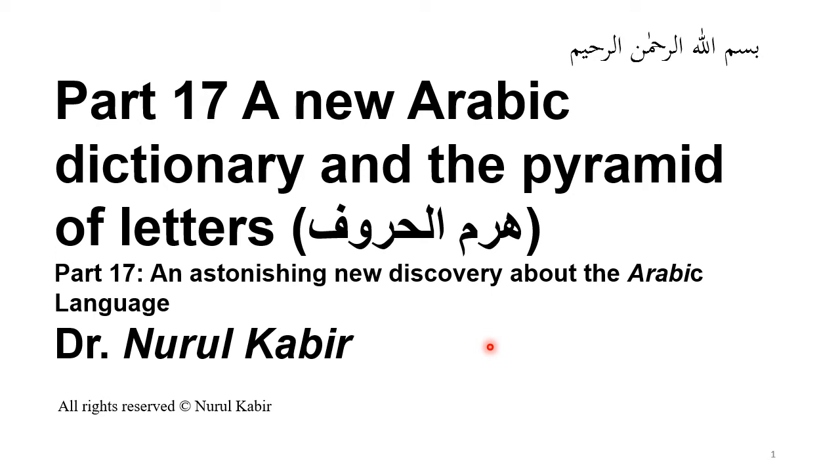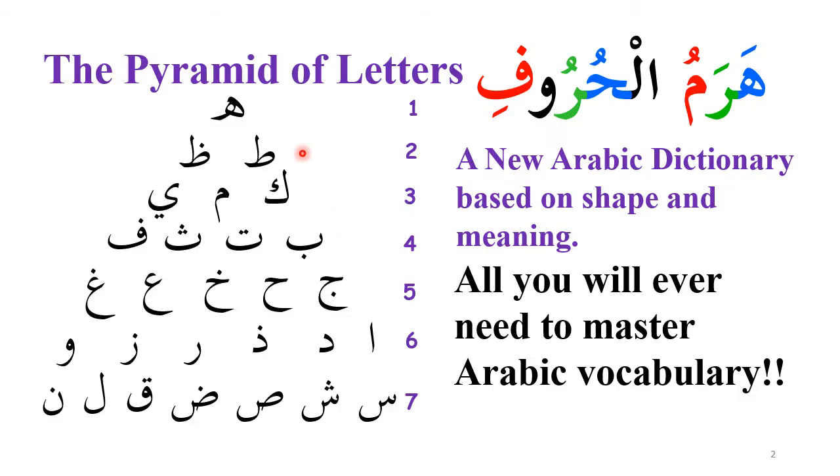Welcome to part 17 of my series on an astonishing new discovery about the Arabic language. In this series, I'll be talking about a new Arabic dictionary and the pyramid of letters, which is Haramul Huruf. This is the pyramid of letters that I'm talking about. It's called Haramul Huruf. Notice, Haramul Huruf, not with the Ha, but Ha, right? Haram means a pyramid and Huruf means letters.